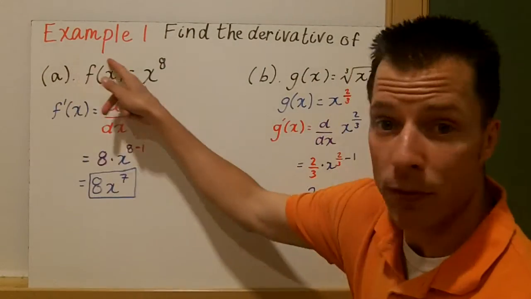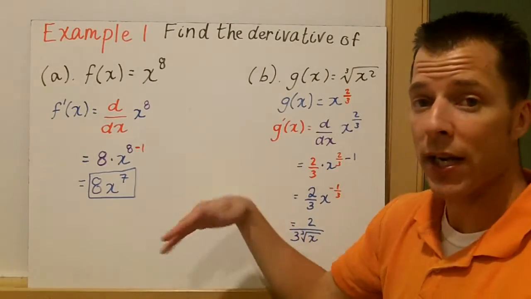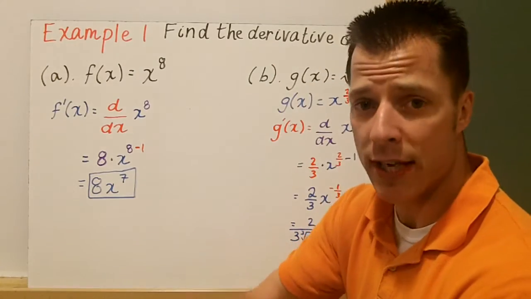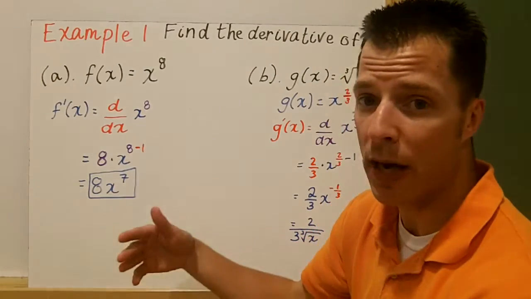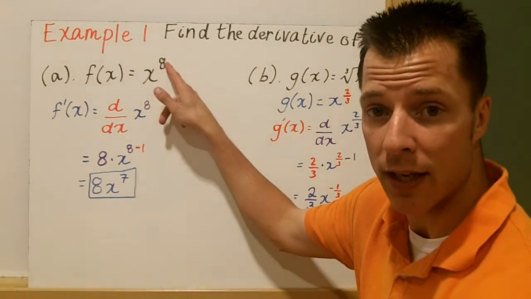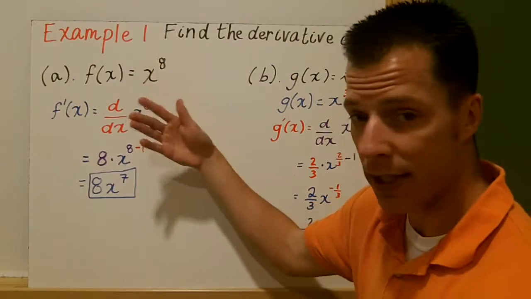So, example 1. Let's find the derivative of each of these functions. We're not going to use the definition of a derivative anymore, what we're going to use is the power rule. So here's a simple function, f of x is equal to x to the 8th. Notice the leading coefficient is 1. So let's take the derivative.